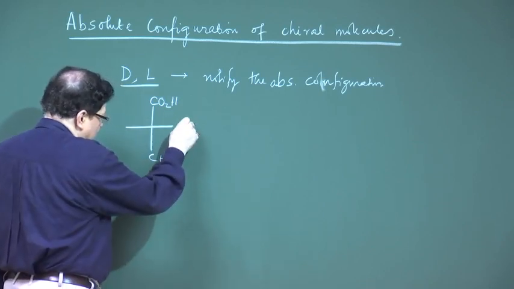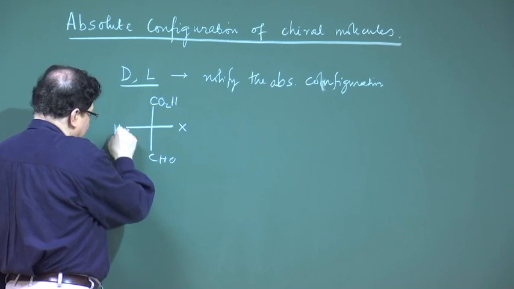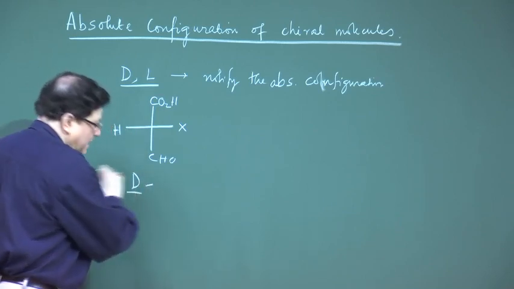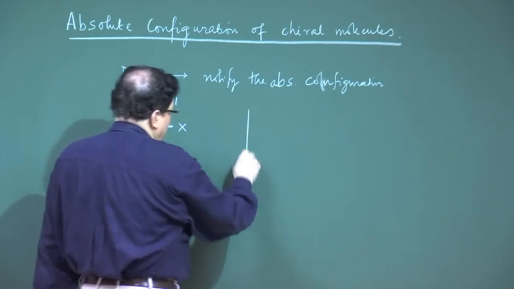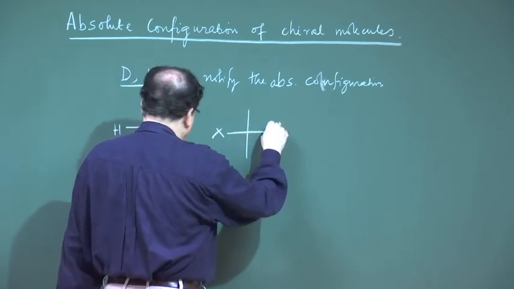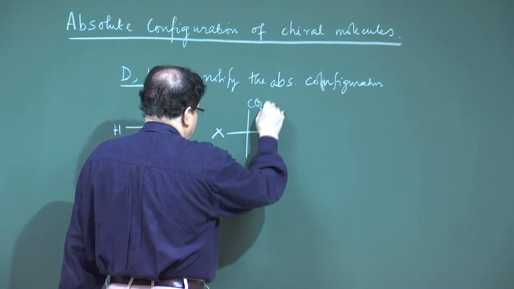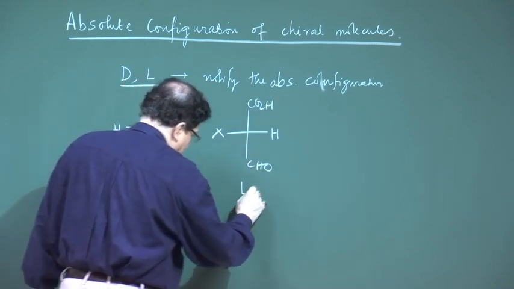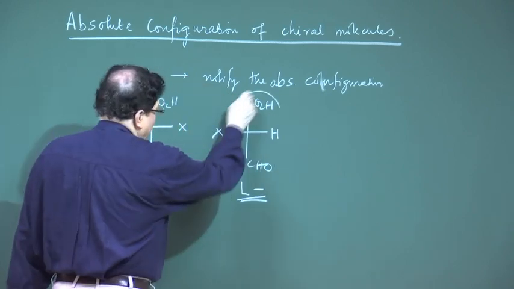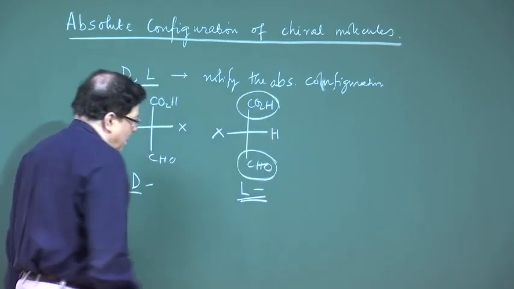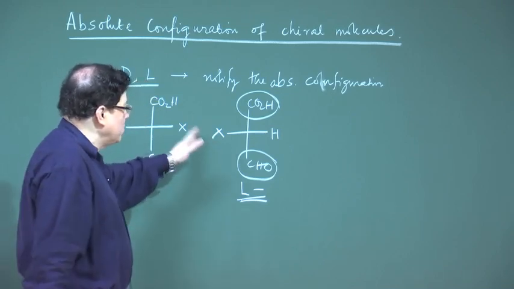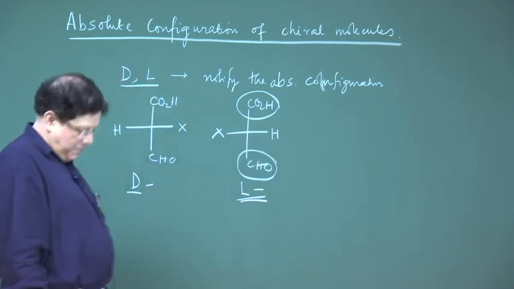Now, if you have a heteroatom on the right and a hydrogen on the left, we call this the D isomer, capital D. The opposite one, where X is on the left and CO2H is on top with CHO at the bottom, will be called L. Remember, this is very important: the positioning of the carbon in the vertical axis actually decides whether your X will be on the right or on the left.